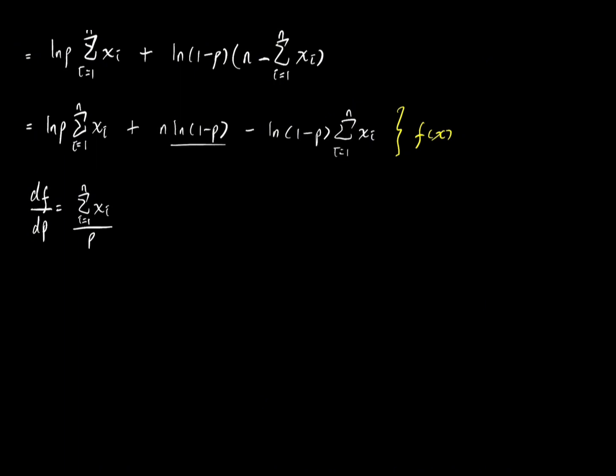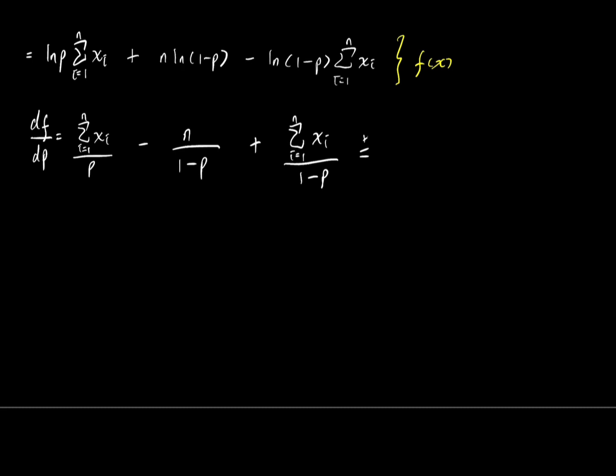And then this, well, it's just the derivative of this, which is 1 over 1 minus p, times the derivative of 1 minus p, which is minus 1. So chain rule, so minus n over 1 minus p. And then same thing goes here. That's going to be plus, because of chain rule, sigma xi over 1 minus p. And that's going to be equal to 0. First order condition.